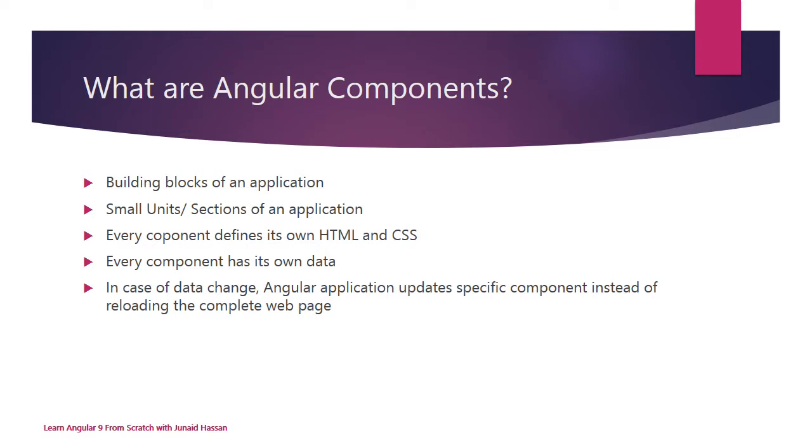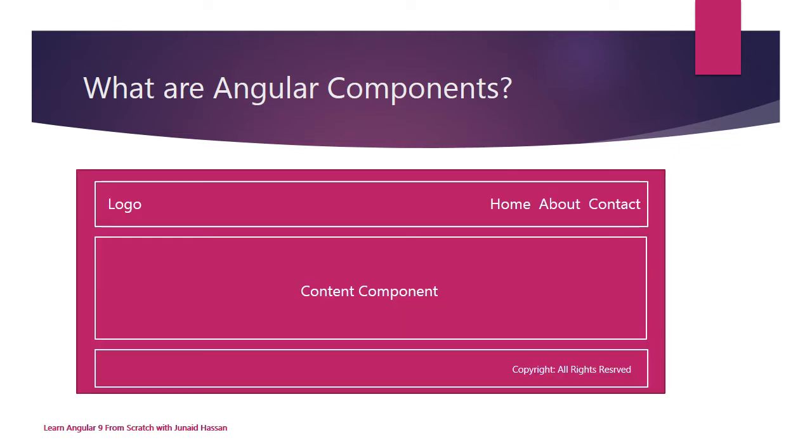An Angular application is built using multiple pieces or sections known as components. Every component defines its own HTML, CSS, and data to be displayed on the web page. When the component data is changed, then the Angular application updates only that component without reloading the whole web page. We can think of components as different sections of a web page.